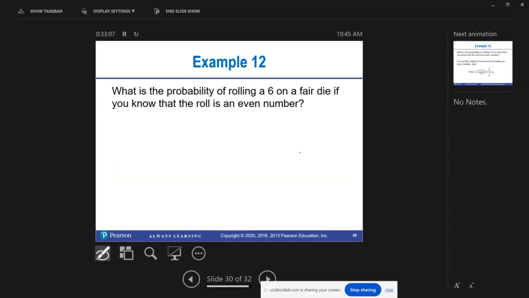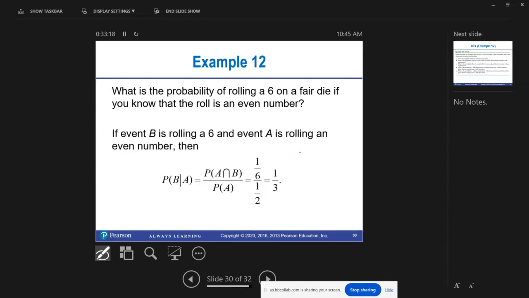What is the probability of rolling a 6 on a fair die if you know that the roll is an even number? Well, the probability of rolling a 6 is 1 out of 6. The probability of rolling an even number is a half. So this formula tells me to take 1/6 and divide it by a half. 1/6 divided by 1/2 is 1/3.